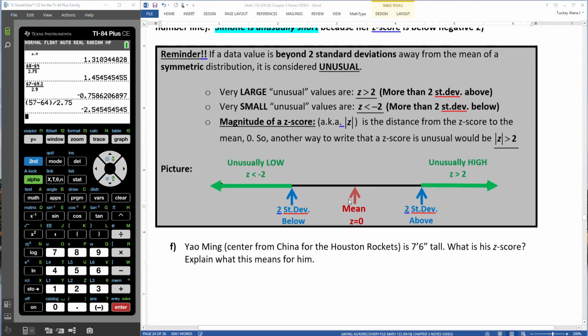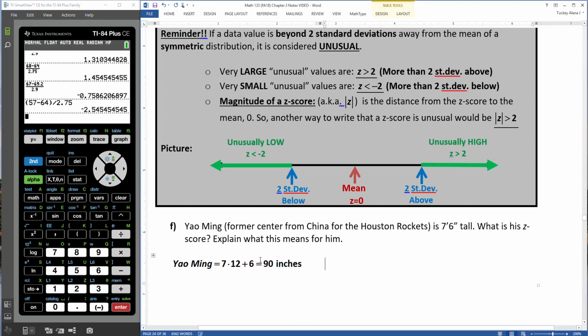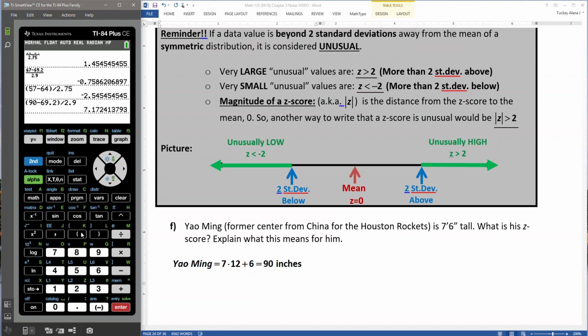So now let's look at Yao Ming. He is a former center. I do not believe he is currently playing. So he's a former center from China, from the Houston Rockets. The Houston Rockets being a basketball team. He was 7 feet 6 inches tall. What is his z-score? Well, let's start off with making a conversion. 7 feet times 12 inches plus 6 makes 90 inches tall. So he's 90 inches tall. So if I take 90 and I subtract 69.2 and I divide it by 2.9. Oops, divide. There we go. 7.17. Did you catch that?